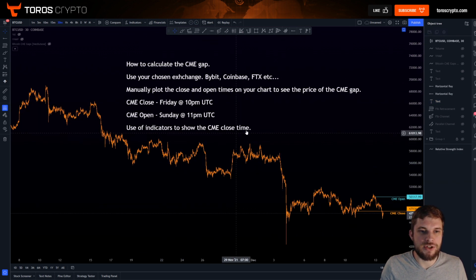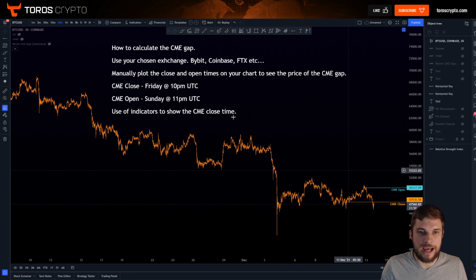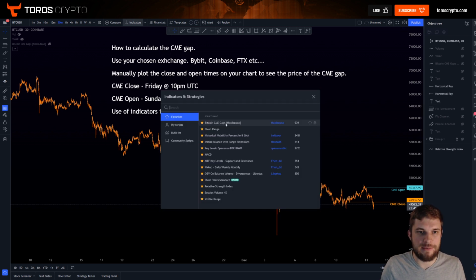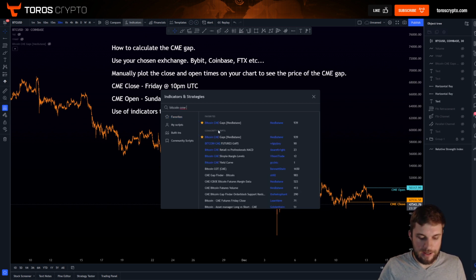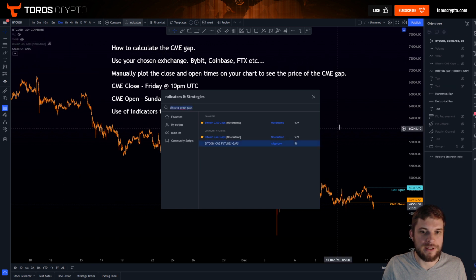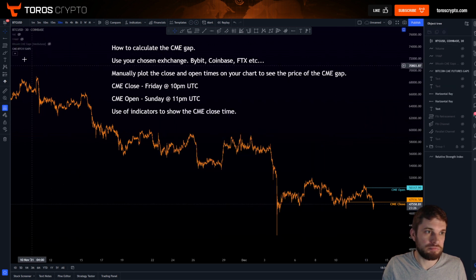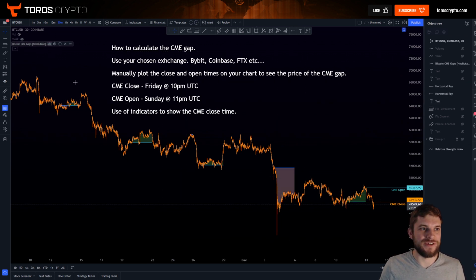However, there are indicators you can use which do show these CME gaps on the chart. One that I like to use is called Bitcoin CME Gaps by someone called Neobutane. So simply search on here, go to Bitcoin CME Gaps, and it will be the first one on here. Now there are other ones available as well. We can have a look at this one quickly, see what that gives us. Nothing. However, if you use the Neobutane one I've just shown you, it will give you the gaps, which look something like this.